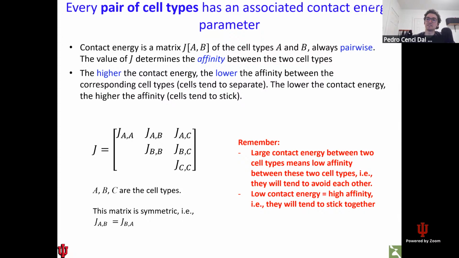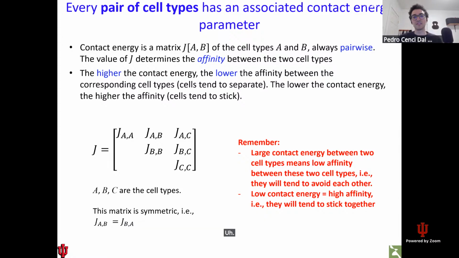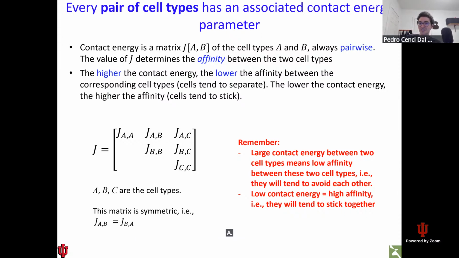So the idea is for constraints where you want a variable to be close to a certain value, you use a quadratic formula. And the one for the edges is linear. Because it's linear, you're trying to minimize it. If it's positive, you're trying to bring it to zero. But you could have a target contact energy. It would behave very differently. We don't have that implemented yet.